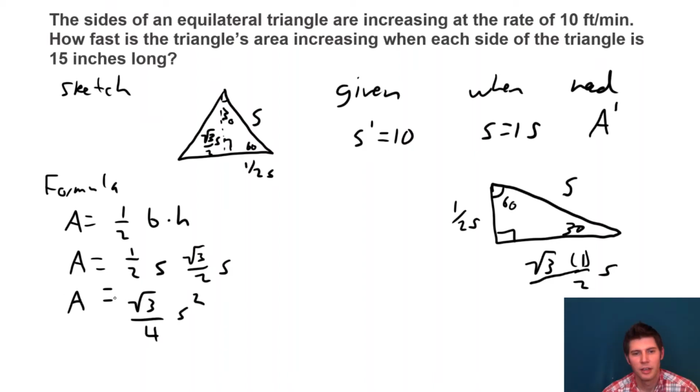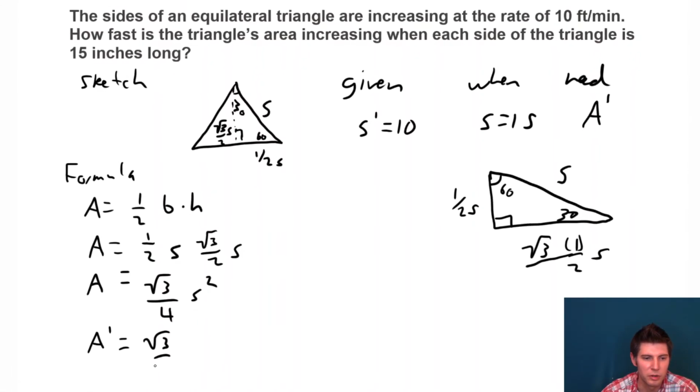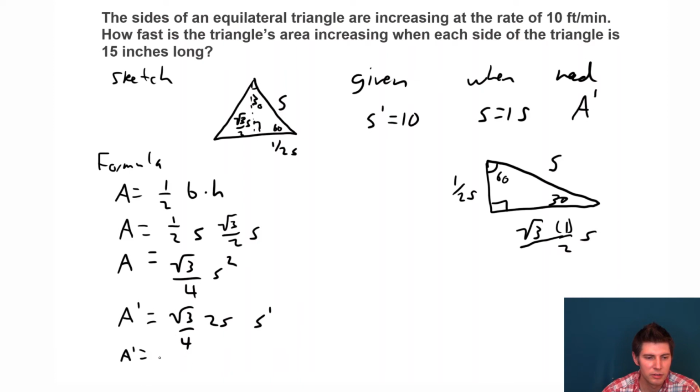and S times S is S squared. And now we just differentiate this. A prime is equal to the root 3 over 4 is a constant, then bring down the 2, S, S prime. And then we plug in our values. A prime is what we need. So root 3 over 4, 2, S is 15, and S prime is 10. 10 times 15 is 150, times 2 is 300, divided by 4 is 75. So we have A prime equals 75 root 3.